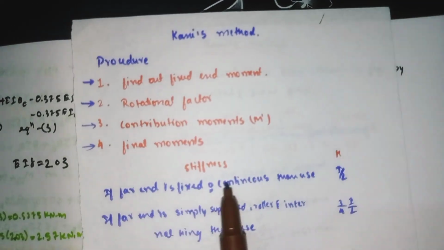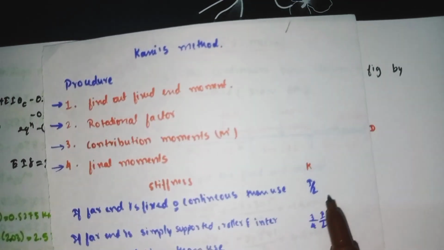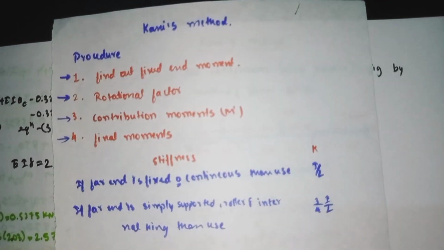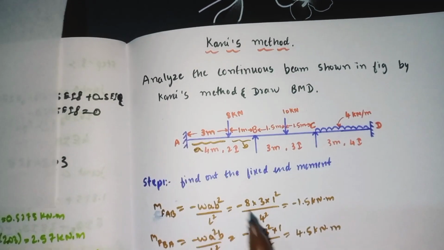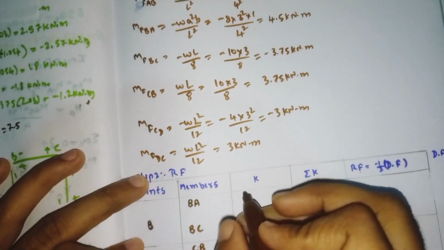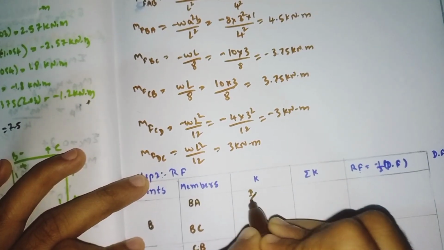So our far end is fixed, and if far end is fixed, we have the formula here for finding out the stiffness. If far end is fixed or continuous, then we need to use the k value k as I divided by L. So here point A is fixed, we need to use I divided by L. So for BA, stiffness, we have to use I divided by L.